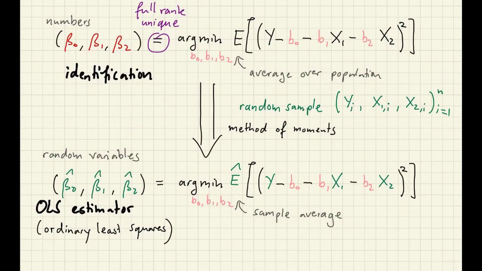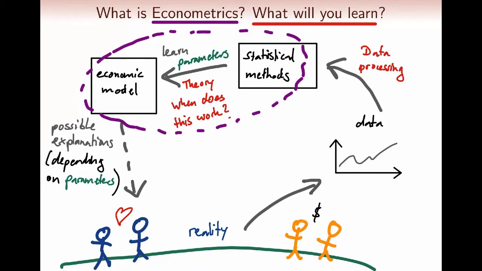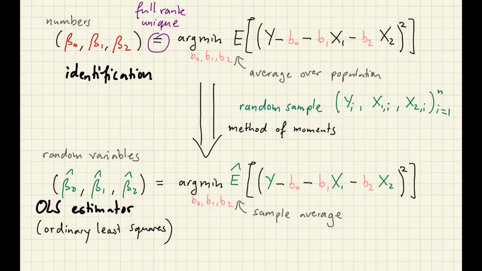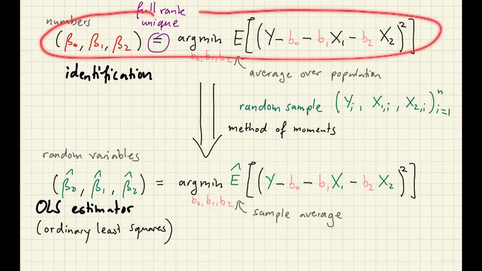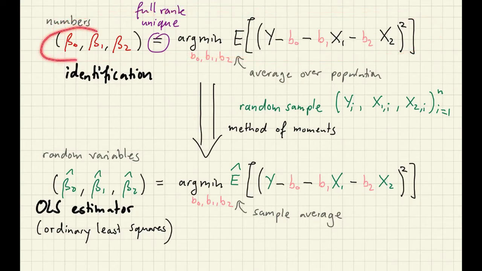Let's again recall our characterization of what econometrics is. It consists of economic modeling and statistical methods. To develop this expression and interpret the economic meaning of these coefficient values, we relied exclusively on economic modeling. Now, this here is an estimator of these coefficients. To assess how accurately our estimators measure our parameters of interest, we have to dig into statistics.